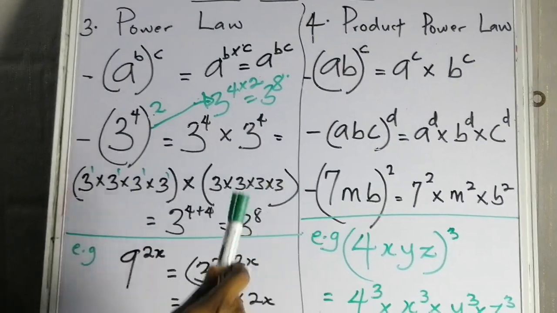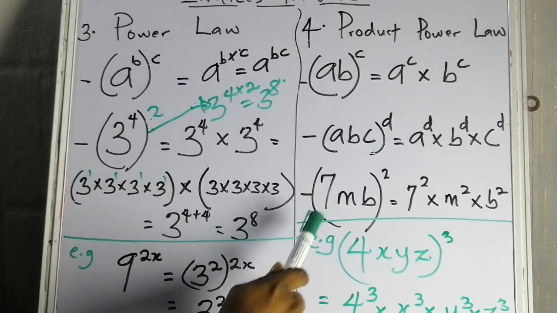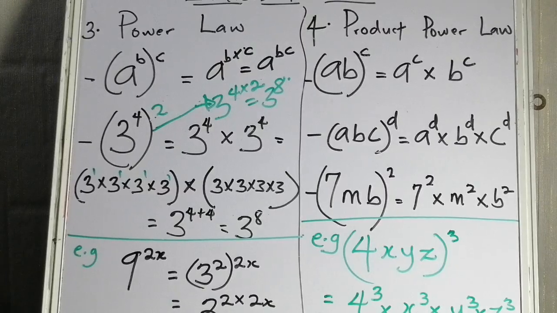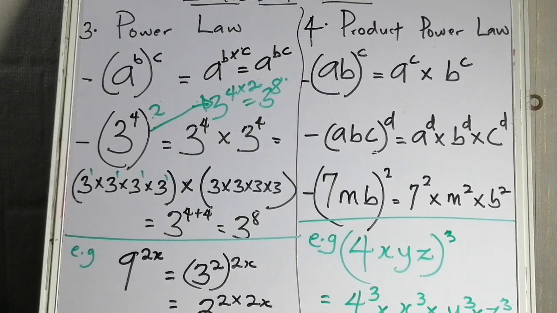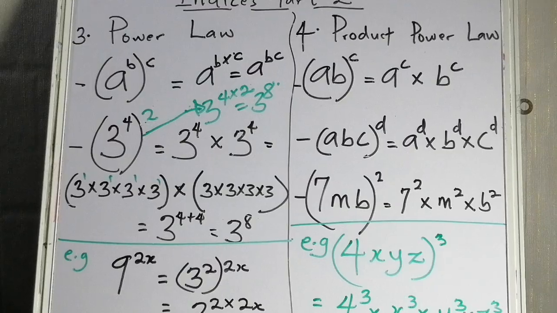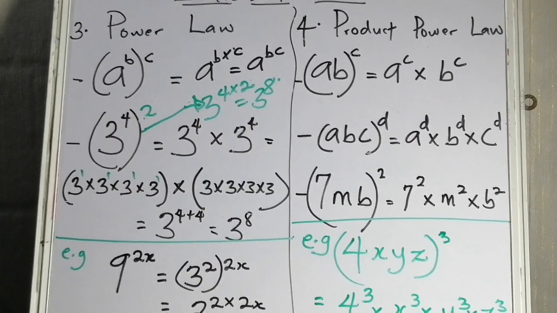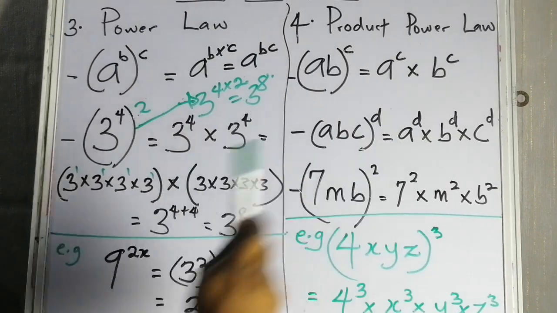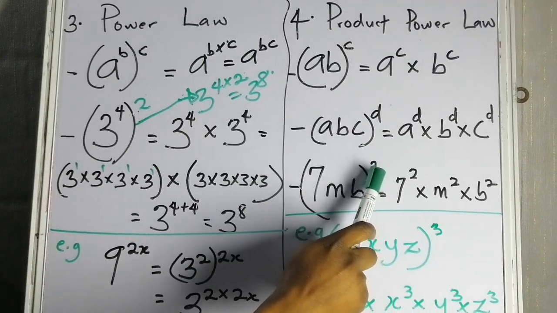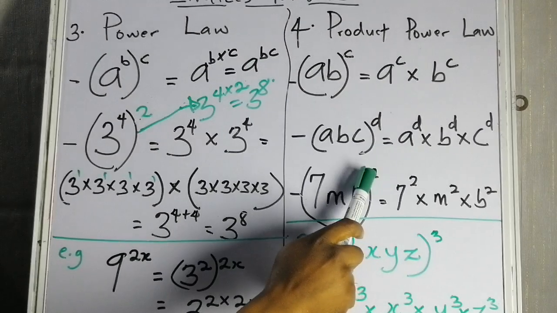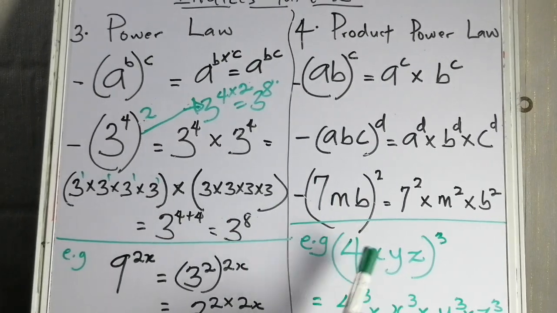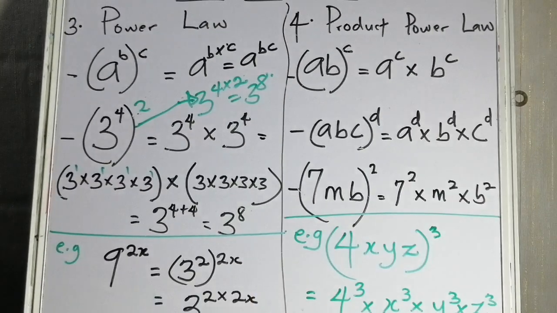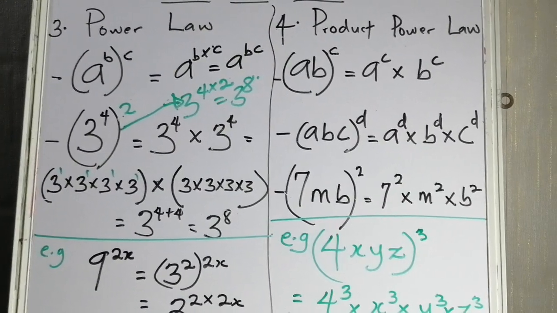The same thing applies if you have figures within the bracket, which is 7MB. I've told you, it's not compulsory that you see X all the time. You can see K, you can see N, you can see L, but most times you see X. But in this case, I'm using 7MB, all raised to power 2. So all I need to do is distribute this power 2 to all the values within the bracket, which is 7 raised to power 2 times M raised to power 2 times B raised to power 2. Okay, so that is that.